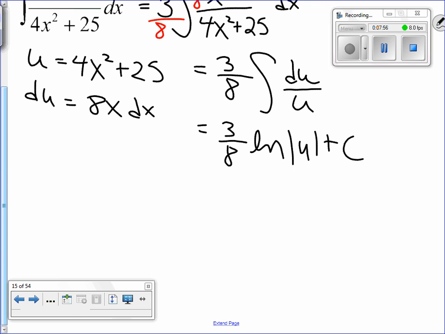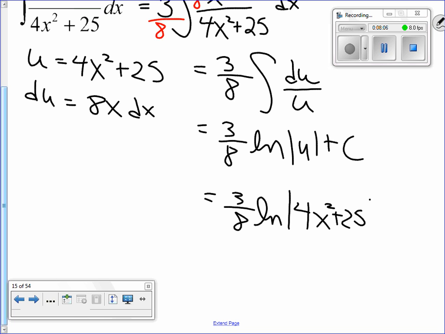Okay, so we get 3/8 times the ln of, let's see, u is 4x squared plus 25. That's always positive. So technically, if we didn't have those absolute value signs, we don't need them. It's always positive anyway, right? So do you see how similar these look to begin with? But one was an inverse tan and one was an ln. All because of that x.